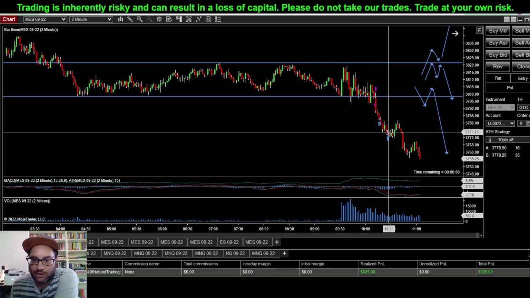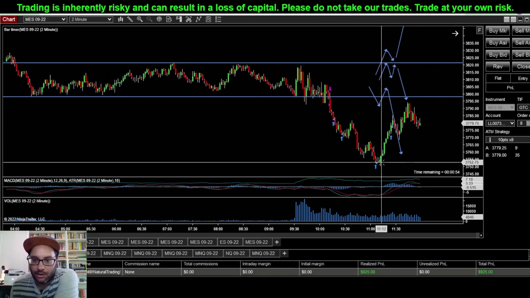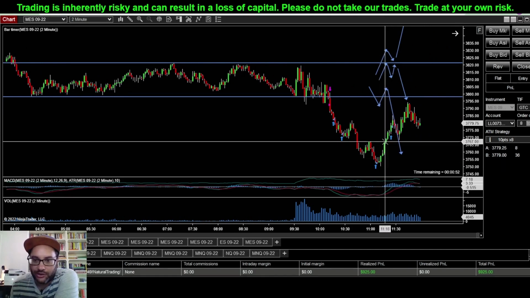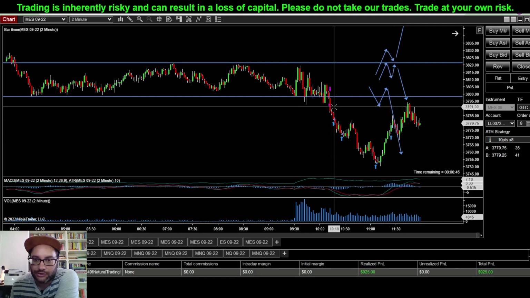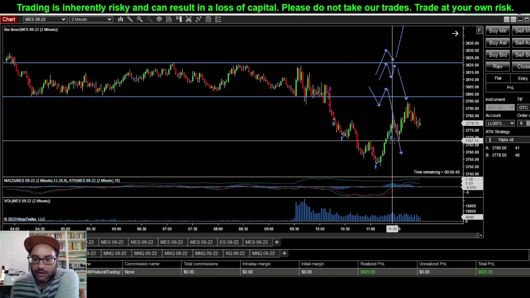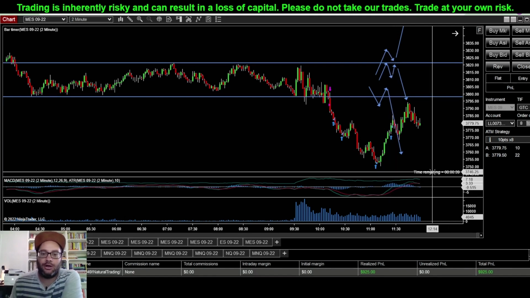I hit T1, T2, and did eventually hit T3 before it went straight up a few minutes after that and took out my final contract. I did make money on this final contract. My entry was up here. So I did make $925, 2.3R. It's a good trading day, a good start to the week.